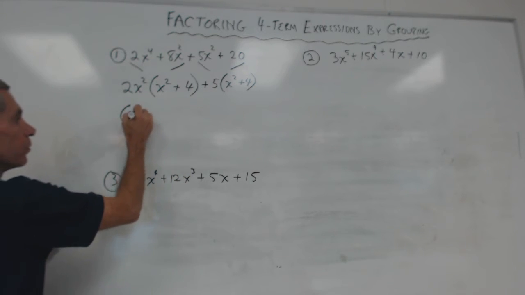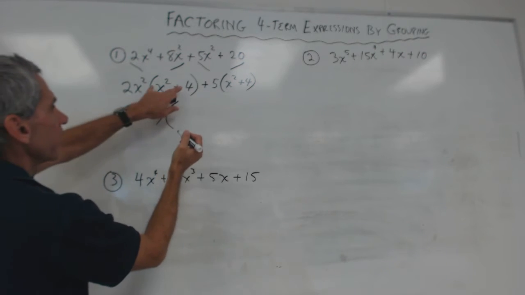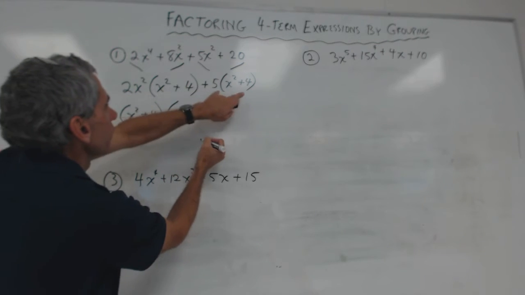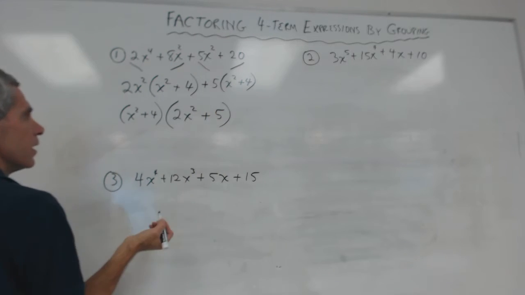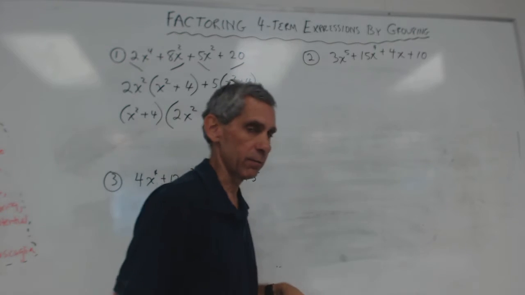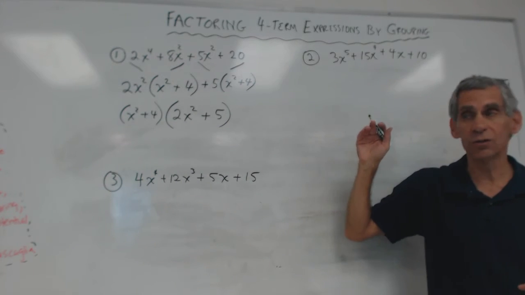So here's my x squared plus 4. I'm going to factor that out. And then what's left over when I get rid of this? 2x squared. And what's left over when I get rid of this? Plus 5. And I'm done. All right, so that's the full thing. Before, I taught you just factoring out the blobs. Now this is why it can be useful, right?